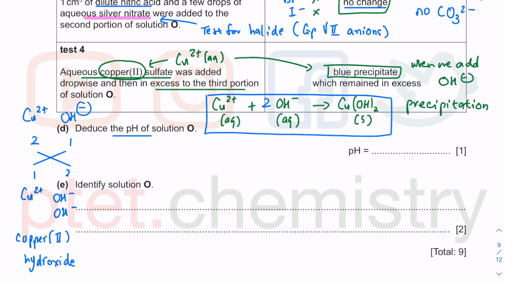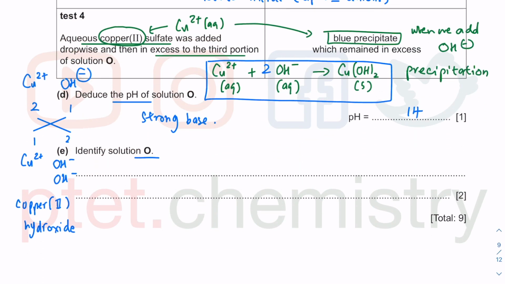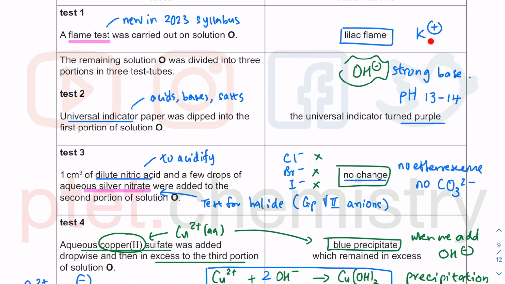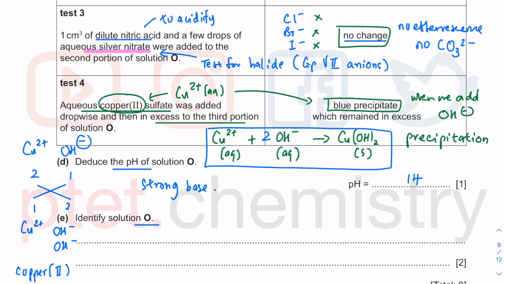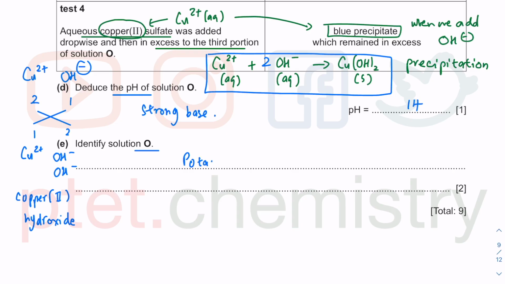Deduce the pH, so this would be pH 13 or pH 14. There will be an indication for a strong base, for something that will turn purple with a universal indicator. Identify solution O. Earlier we said it contains K plus ion. We also said it contains OH minus ion. This reaction with the copper 2 plus further confirms that there is hydroxide ion. So there is potassium hydroxide, but not yet complete, because the question says solution. So this must be aqueous potassium hydroxide. You can also write KOH, aqueous. That would have been acceptable as well. That's it for that 9 marks question there.